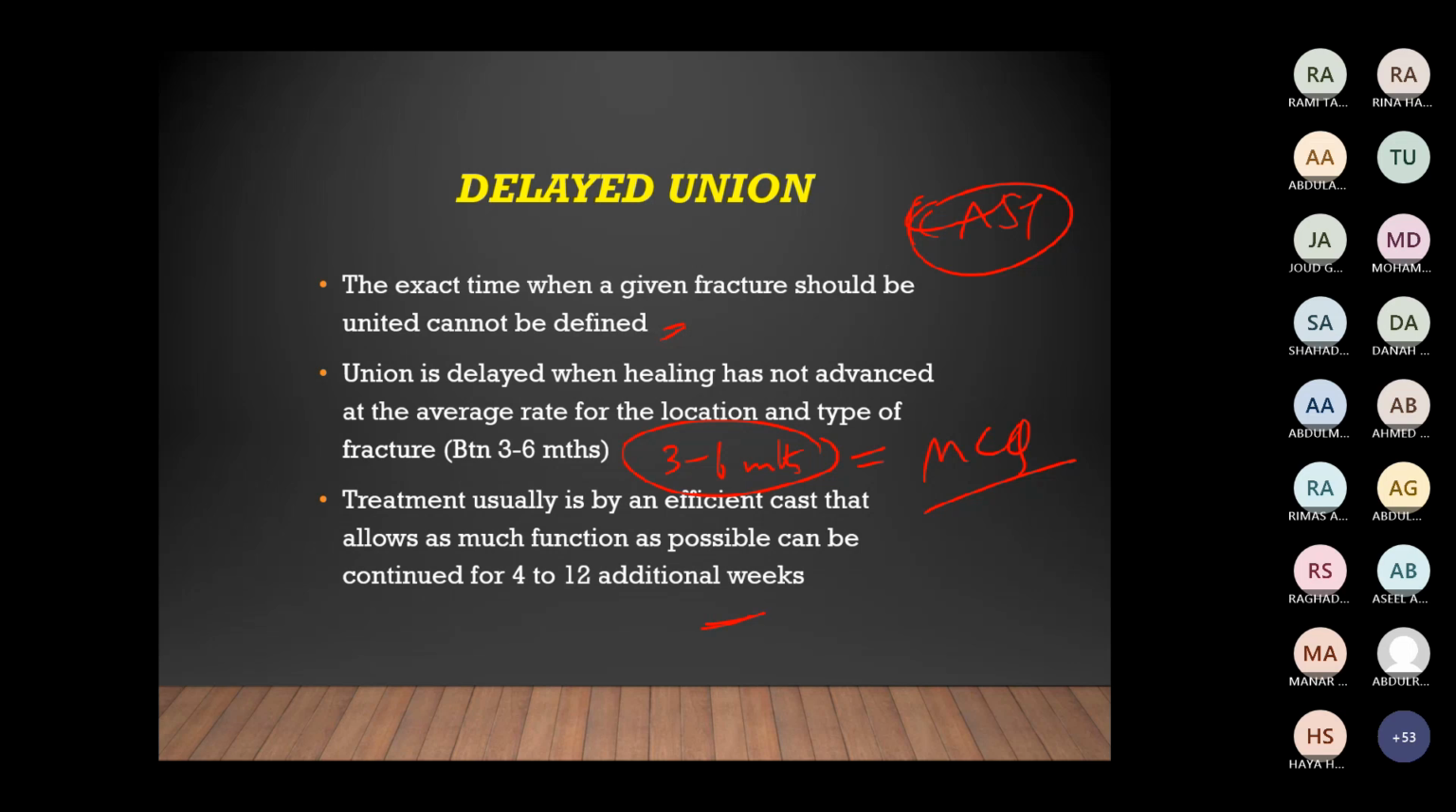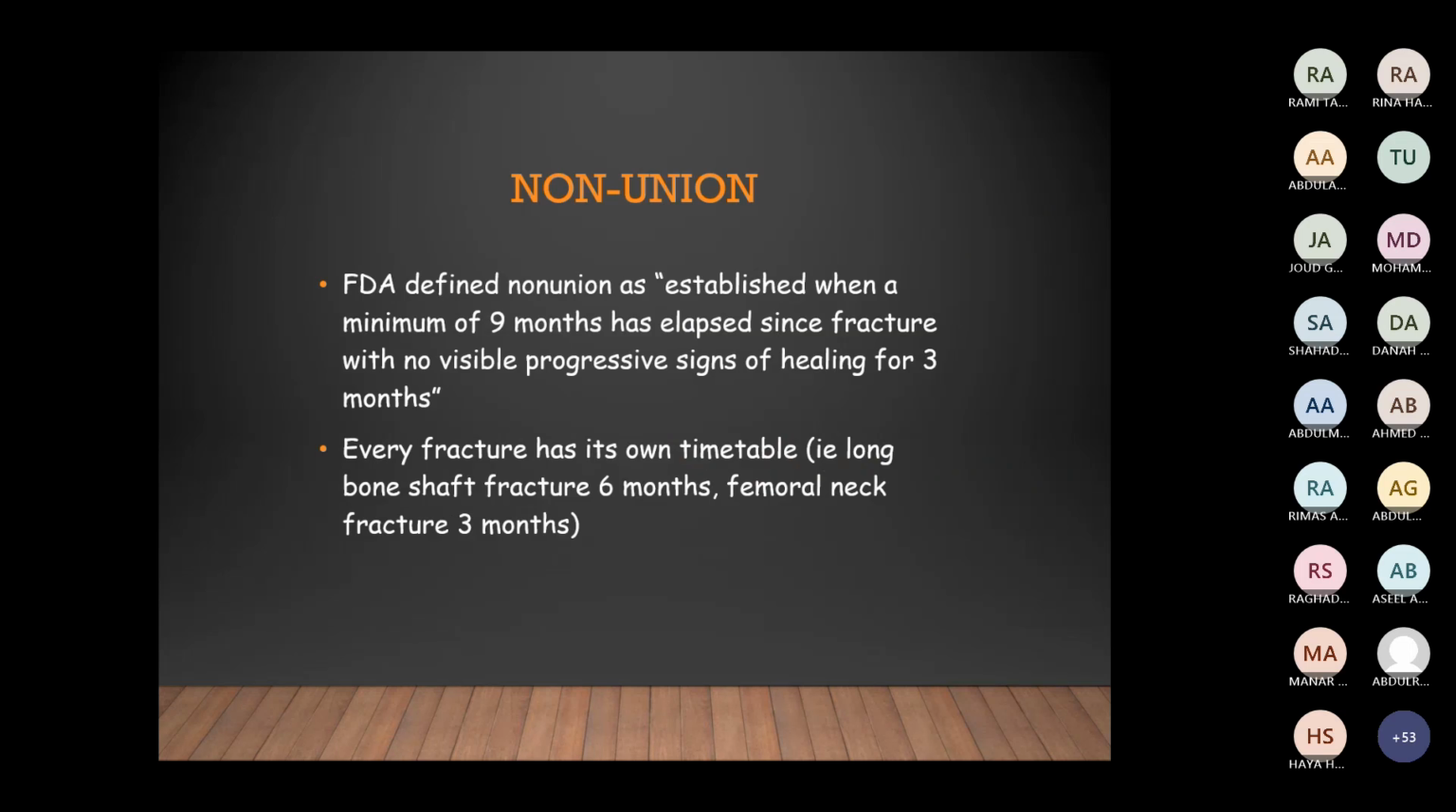So treatment usually is by an efficient cast that allows as much function as possible, and can be continued for 4 to 12 weeks, such that there is no delayed union. If the cast is not put properly, there will be a delayed union. Non-union: the committee of the FDA defined non-union as established when a minimum of 9 months has elapsed.